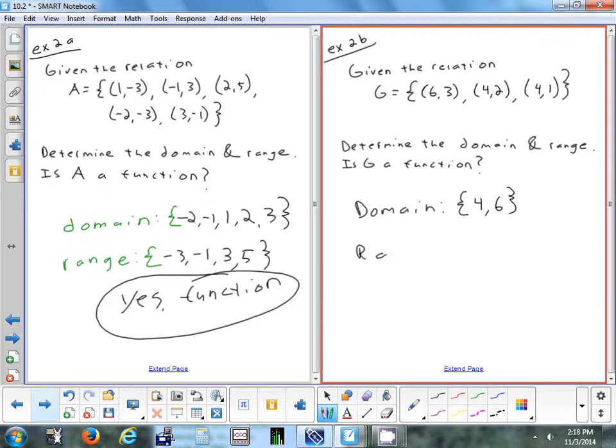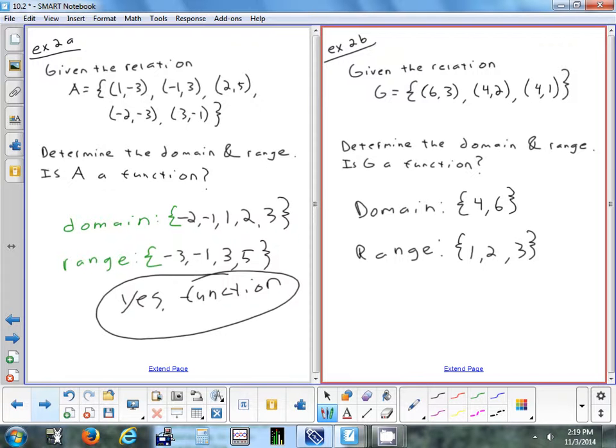Okay, how about my range? Marcus, just give me one of the numbers. 3. 3? Yep. Somebody else give me another number in the range. Kayla? 2. 2? And there's one more. 1. So now the question is this relation, which we call relation G, is that a function?